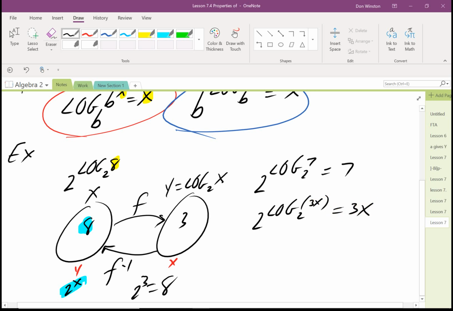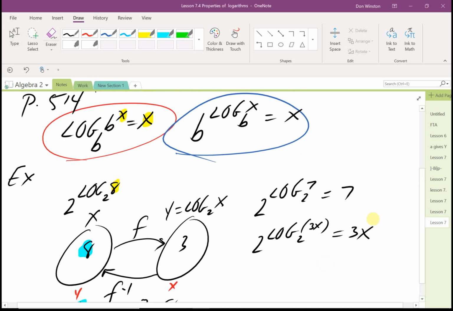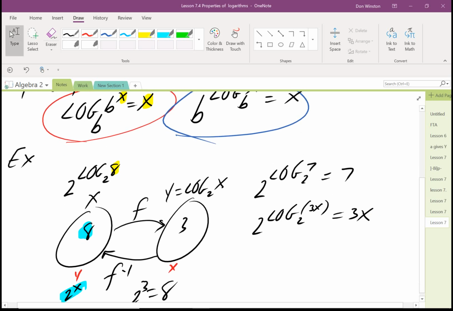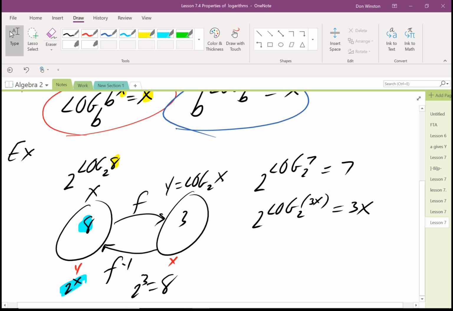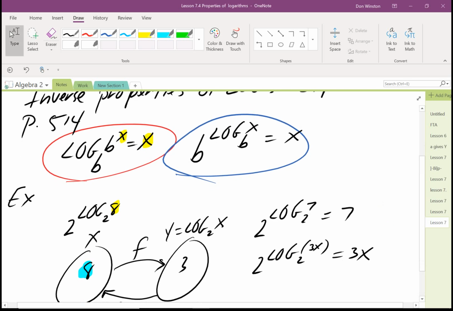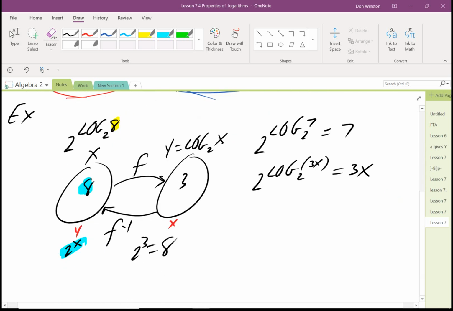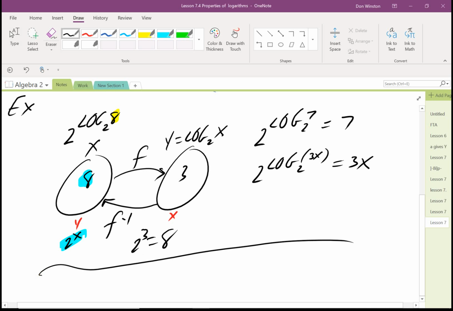Very easy properties to understand, but perhaps the most important in the entire chapter, particularly when we get to solving exponential and logarithm functions. Without the inverse property, we would not be able to do that, so keep that in mind.